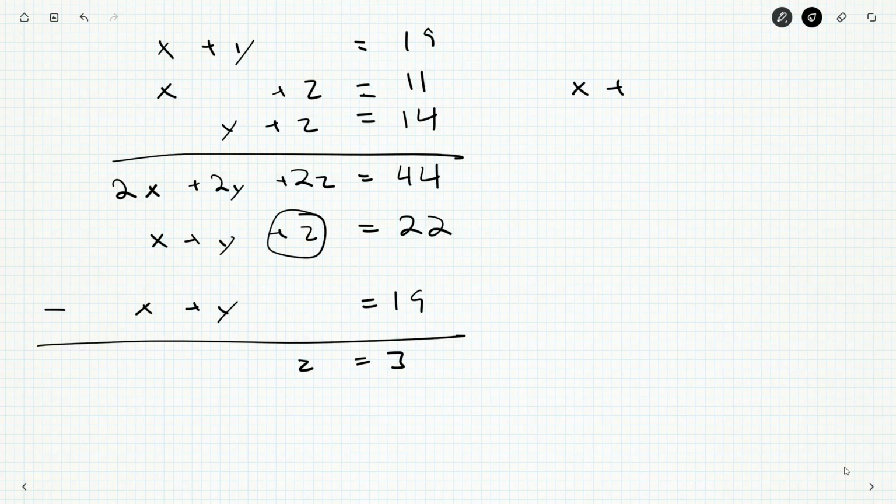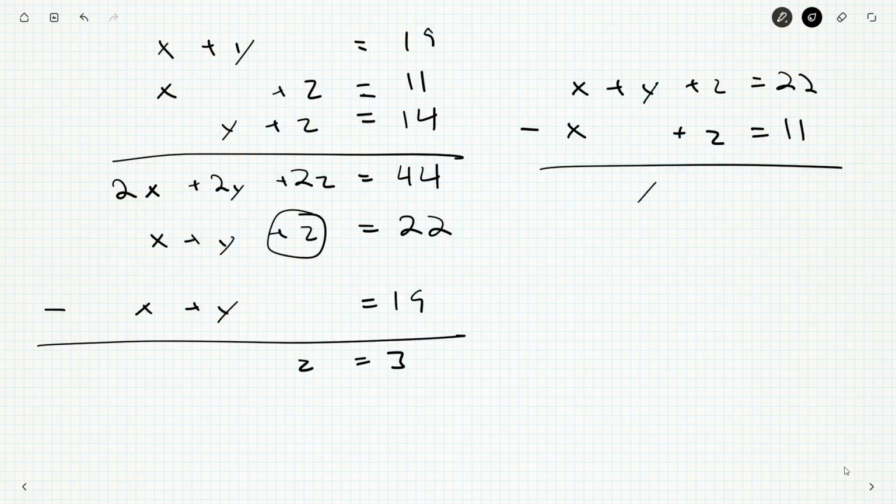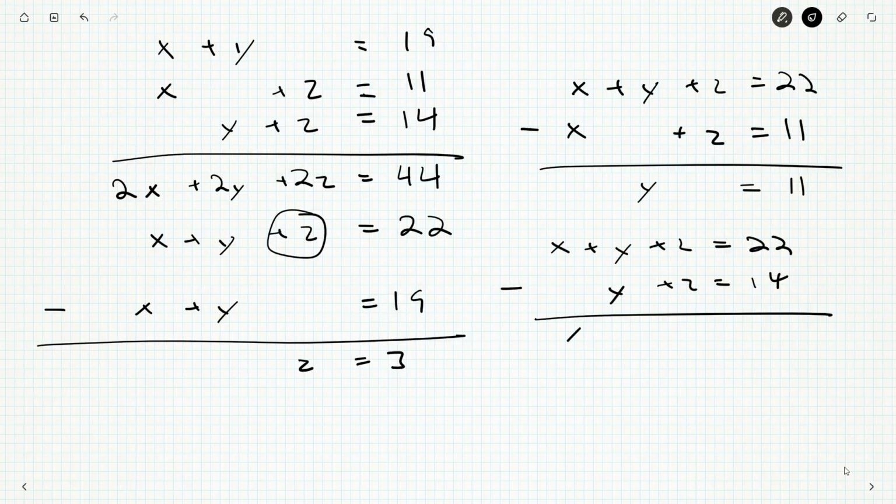Or if I want to do, there I've got z, so now I can just take this and plug it back in, but I could also do something like subtract x plus z from here, and realize that y is left over, and y is 11. And then I could also figure out the last one. I could figure out x itself by subtracting off the y plus z, which is 14, and I'll get x on its own is 8.